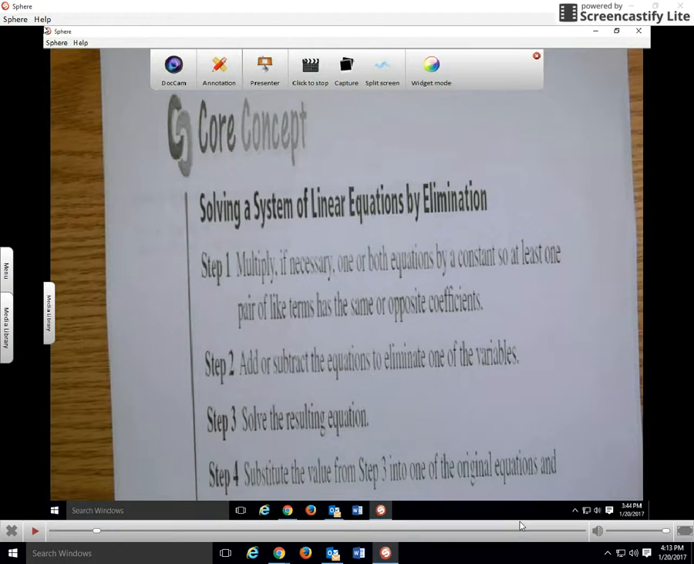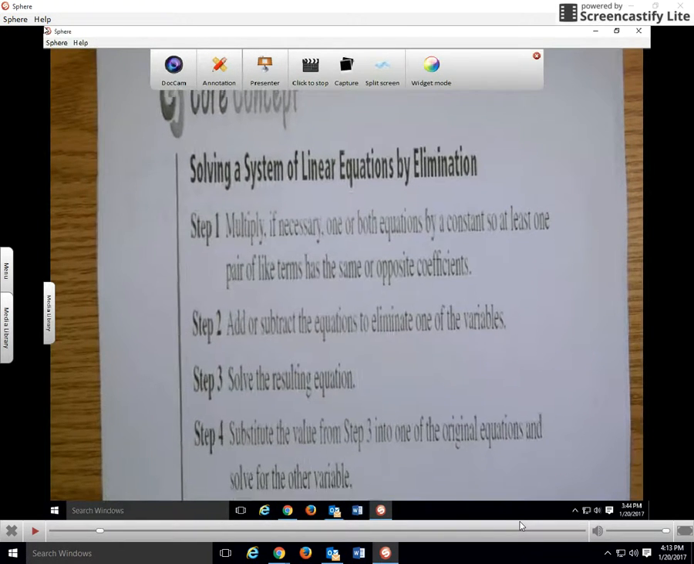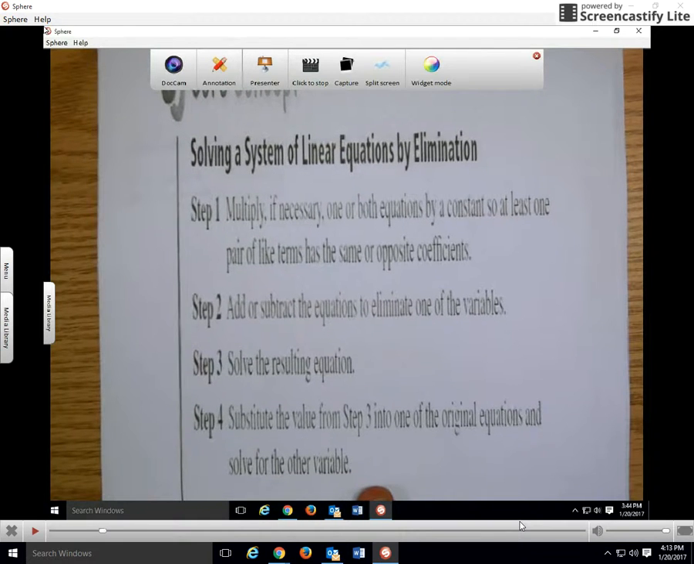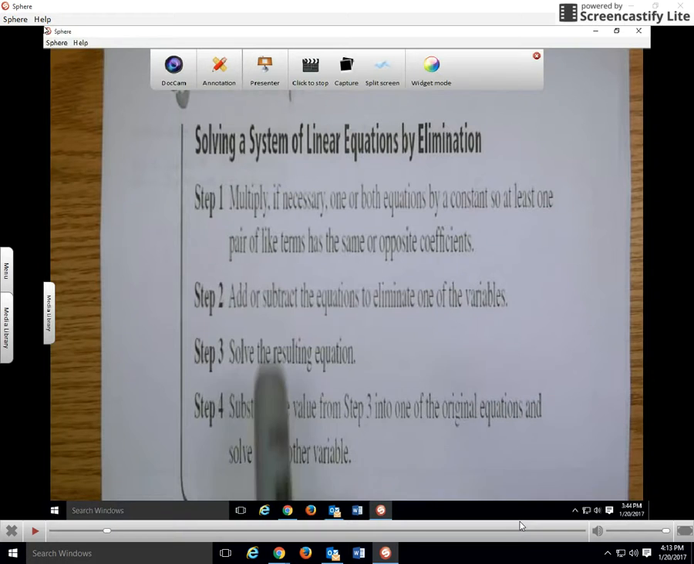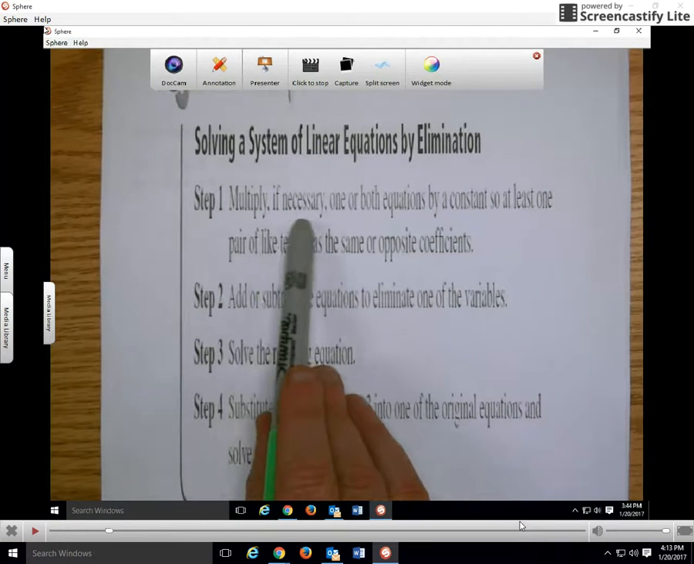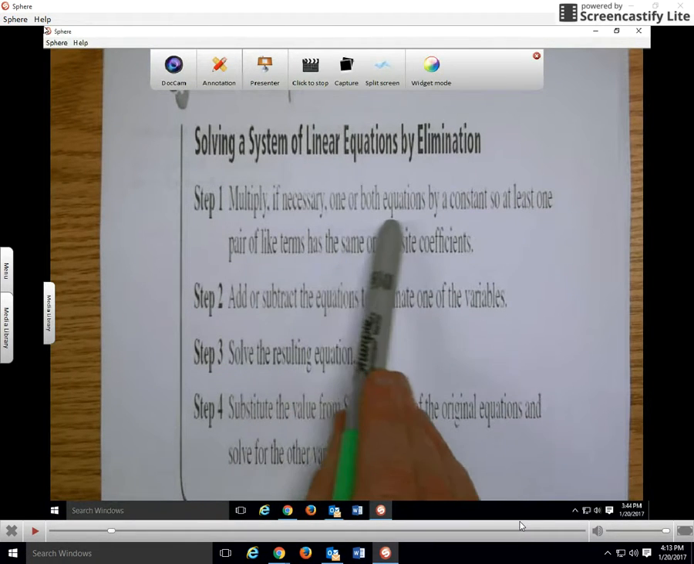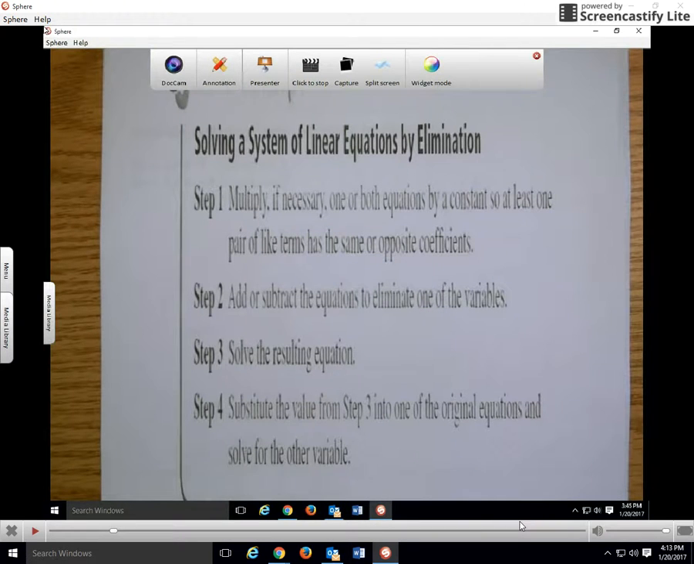The steps to solve a system of equations by elimination: first, multiply, if necessary, one or both equations by a constant, so at least one pair of like terms has the same or opposite coefficients. I will show you what that means in a second. Then we're going to add or subtract to eliminate one of the variables.